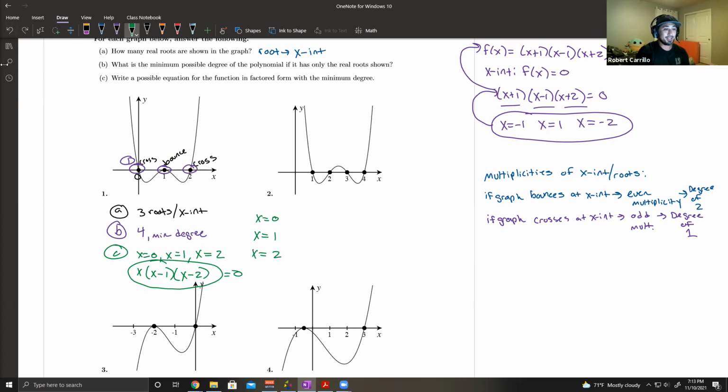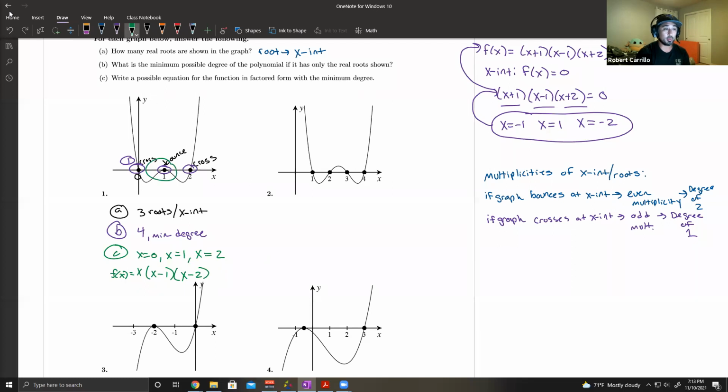So now we have put it in the correct form, and I don't think your homework makes you FOIL it out. It just wants you to create a polynomial for it. So C says, write a possible equation for the function in factored form with the minimum degree. So all we have to do left is put this as a function. We'll say f of x equals, but remember that the minimum degree should be 4.